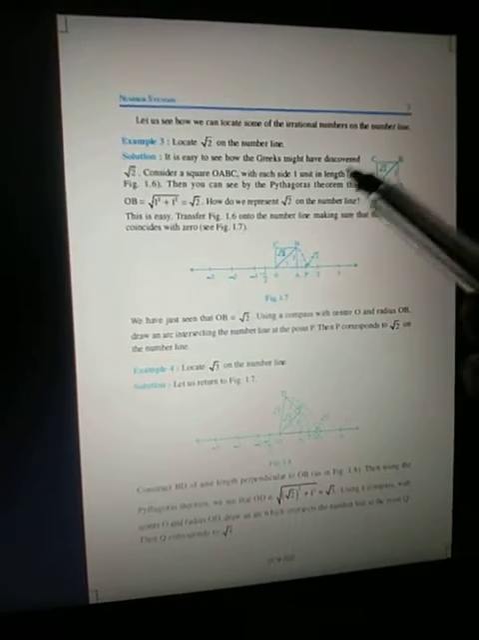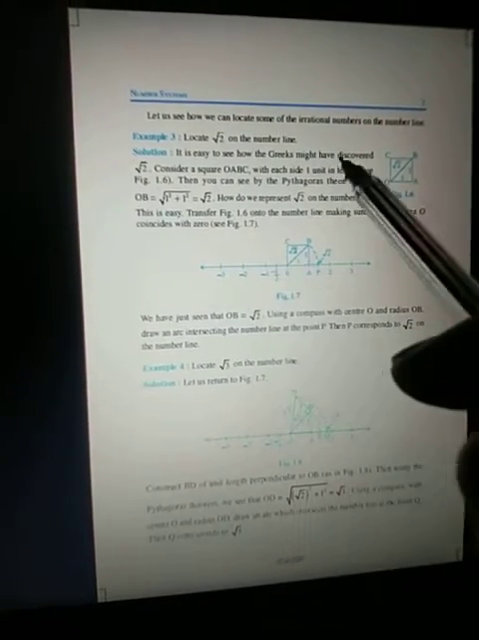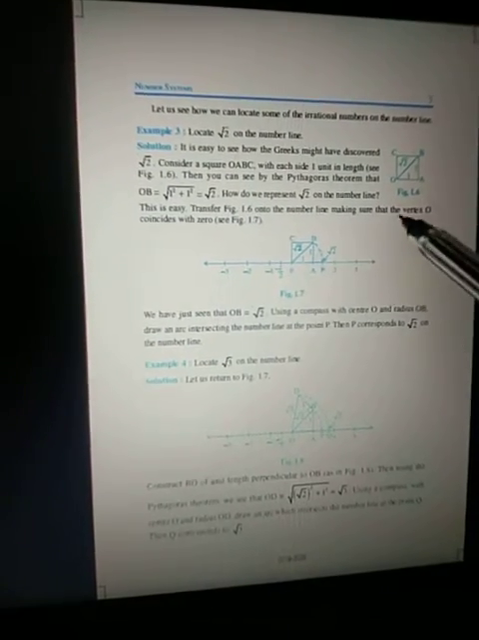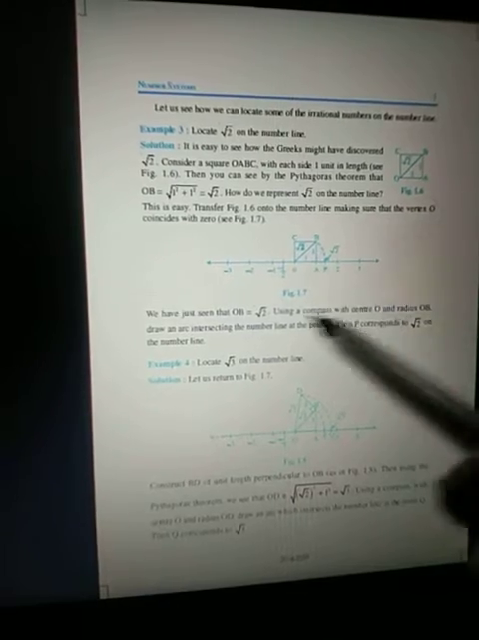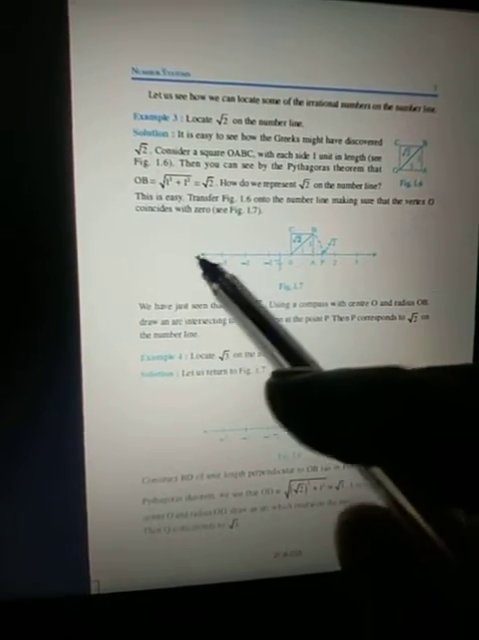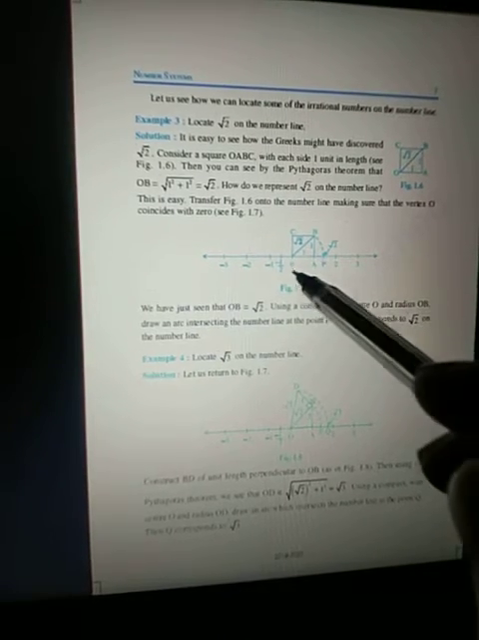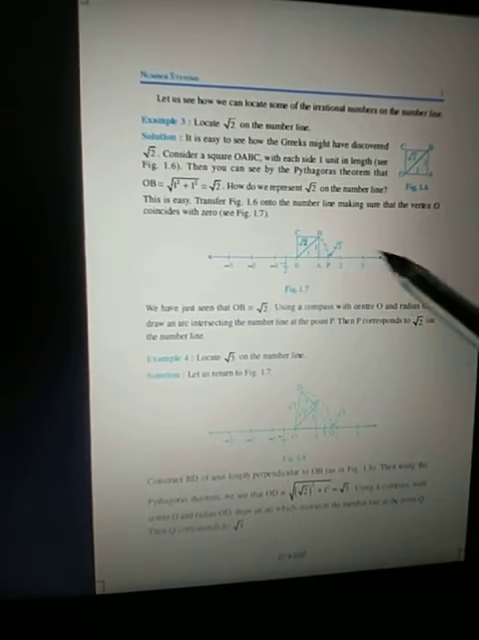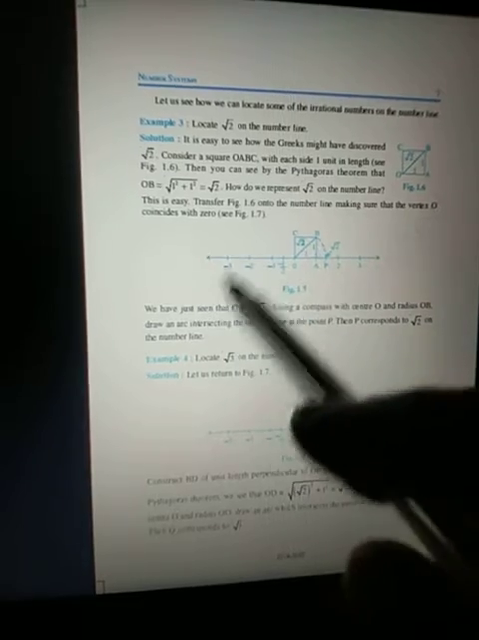Now comes one example. We want to locate √2 on the number line. This is the problem given in the book, and I am simply explaining that. Just draw a line scale which contains 0, 1, 2, 3 as well as -1, -2, -3.